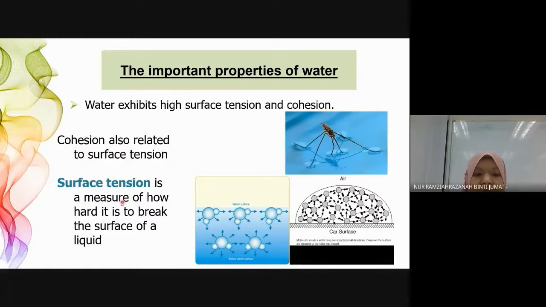Surface tension is a measure of how hard it is to break the surface of a liquid. That is why when we see a drop of water, you normally see it like a sphere. This is all because of the surface tension of water.